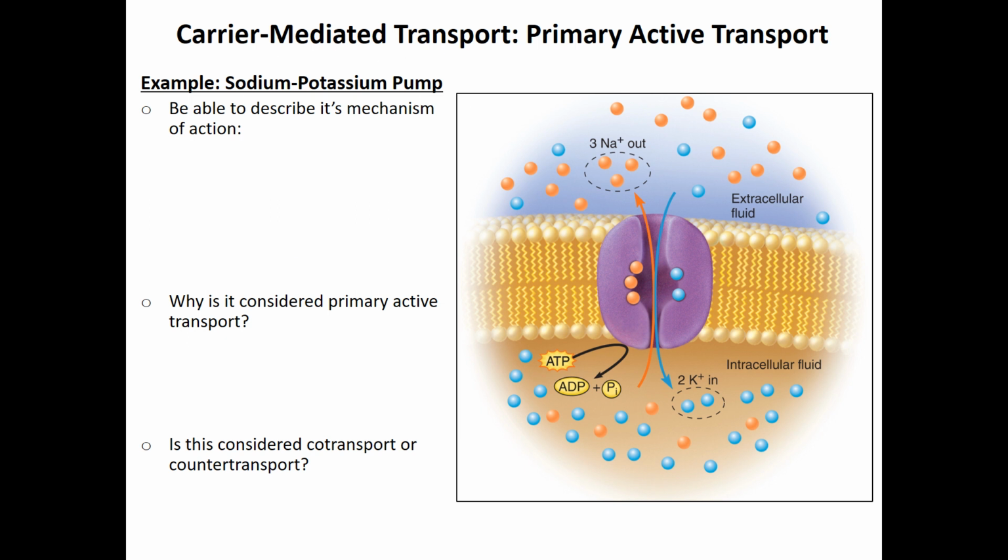What I want you to do is either watch the video or read in your textbook or just study the picture that you see here. And I want you to write out step by step how a sodium-potassium pump would work. Then I want you to consider why it's primary active transport and tell me if it's considered co-transport or counter-transport. So pause the video, work through it on your own, and then when you come back, I'll give you the answers.